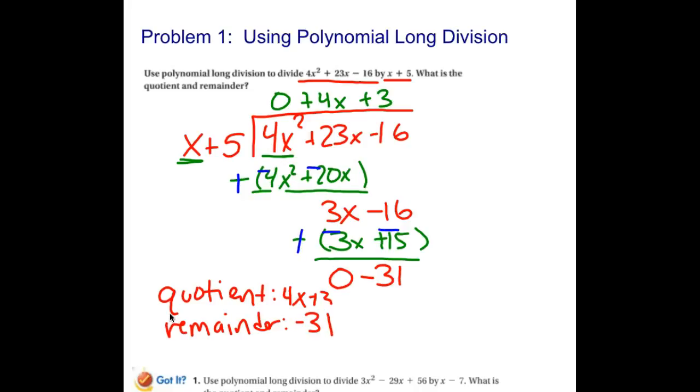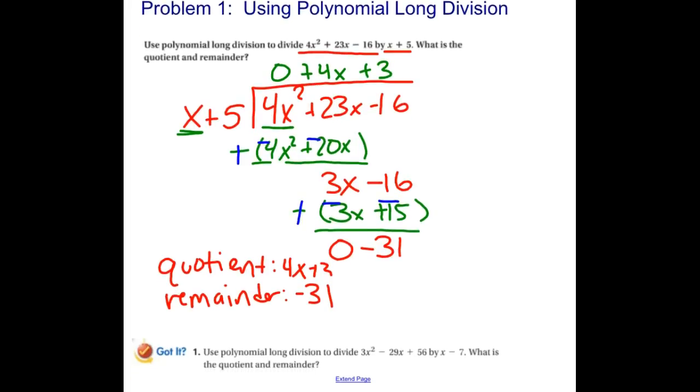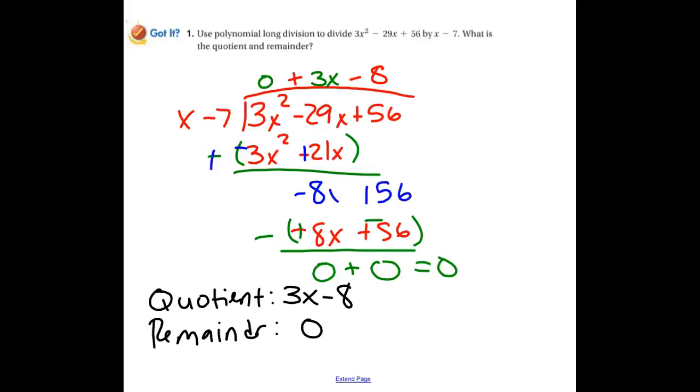Okay. Now, I want you to actually set up this next one completely on your own. I'm going to pause the video and see what you guys can do with it. All right, you can see my solution. I got my quotient to be 3x minus 8 and my remainder to be 0.